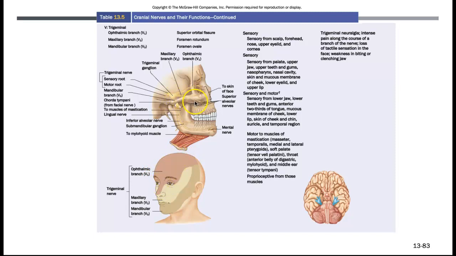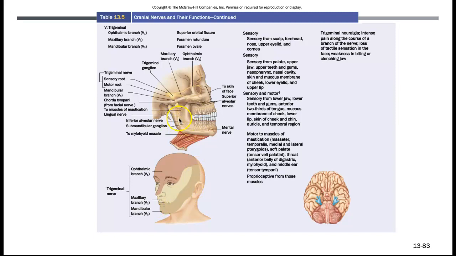Then the second branch is maxillary, which is V2, so that will exit through the foramen rotundum and will supply this light khaki color region of the face. It'll give sensory supply there. And then down here is going to be V3, also known as the mandibular branch. That is going to give supply to this darker khaki, darker tan color here.